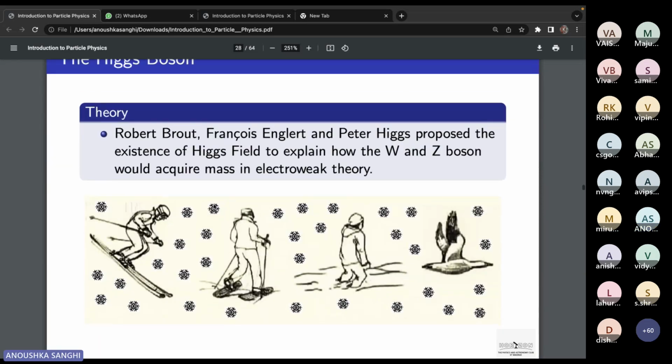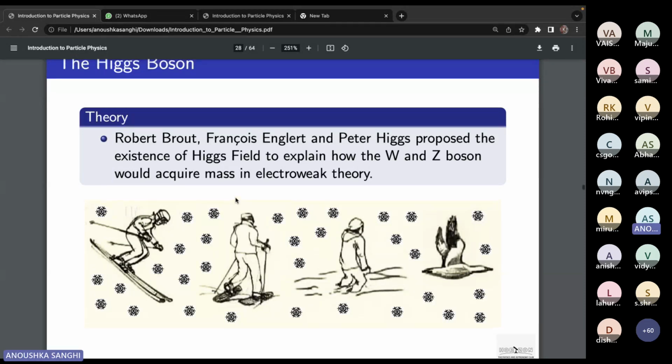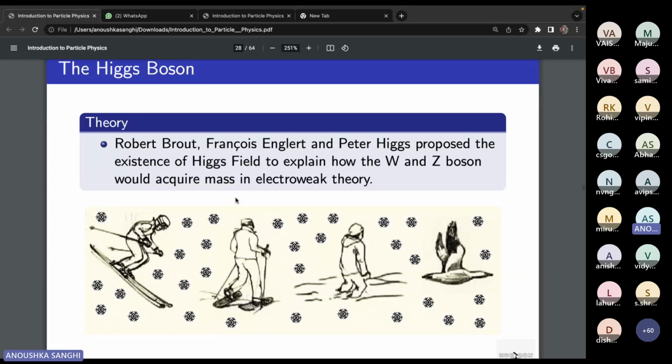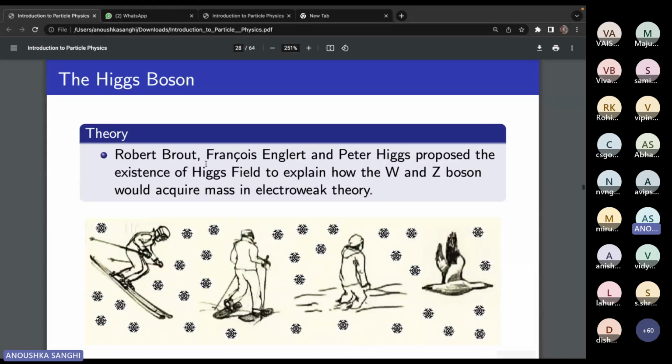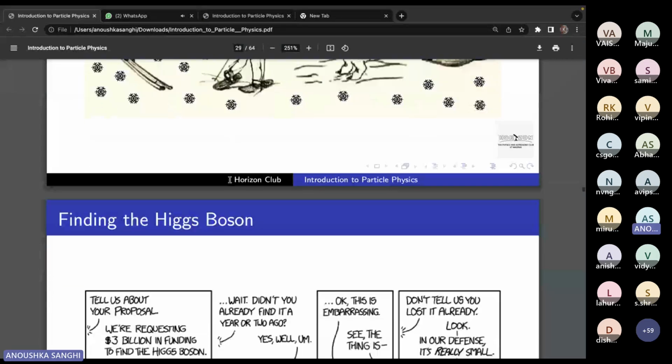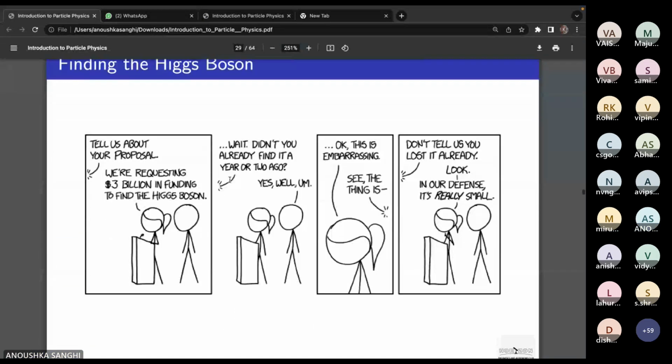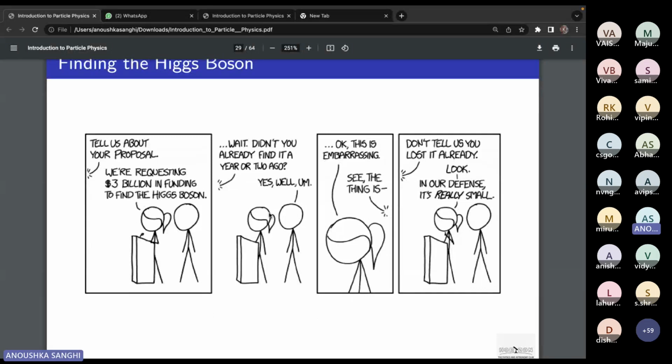For the Higgs boson, we got confirmation in July 2012, in an experiment conducted at CERN. We got the experimental verification of the Higgs field, and that was a major breakthrough. And in 2013, Peter Higgs and one more scientist shared the Nobel Prize for the Higgs boson.